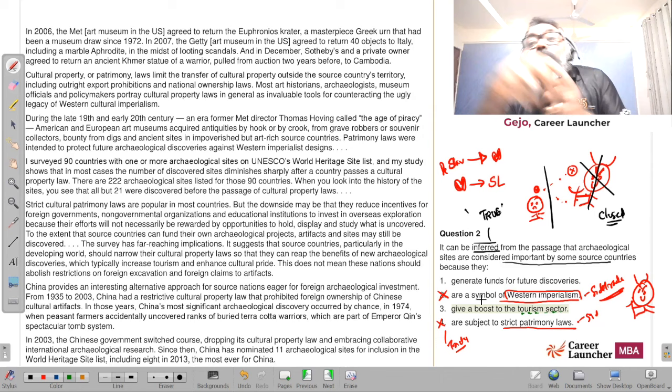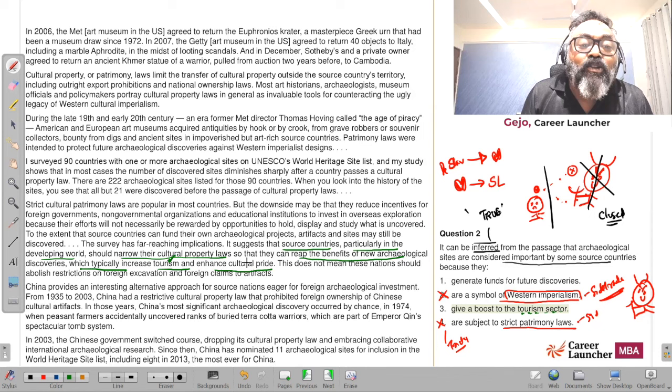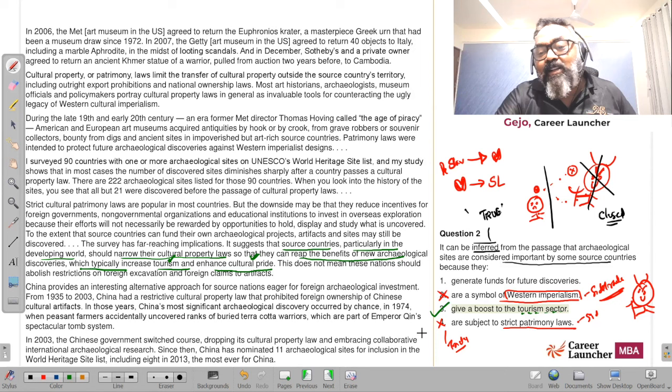Now this is where you have to probably go back to the passage and hunt. And there is one thing that is mentioned here. It suggests that the source countries, particularly in the developing world, would narrow their cultural property so that they can reap the benefits of new archaeological discoveries, which typically increase tourism and enhance cultural pride. Therefore, one can say some of the source countries may believe that it could give a boost to the tourism sector. And nothing is mentioned about future discovery.